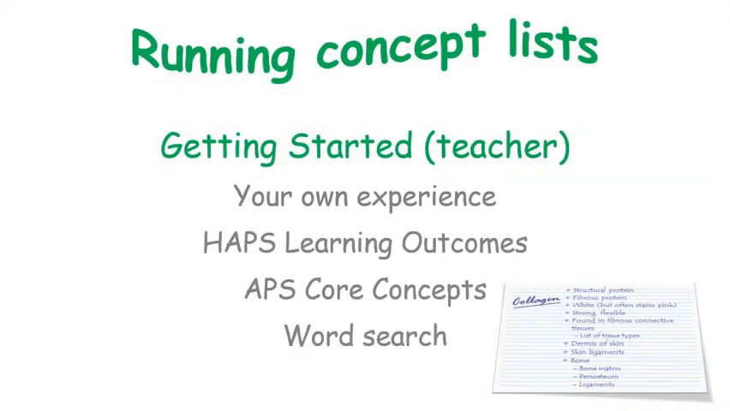So how do we get started using running concept lists for our students? So coming from the teacher perspective, how do you come up with what concepts are good for a concept list? Well, I think your own experience is going to inform you quite a bit, probably enough. So you know what kinds of things come up again and again in the course. And once you start watching for them, then you realize that, wow, there are a lot of things that keep coming up. Things like sodium and chloride and potassium ions and all kinds of things keep coming up again and again.